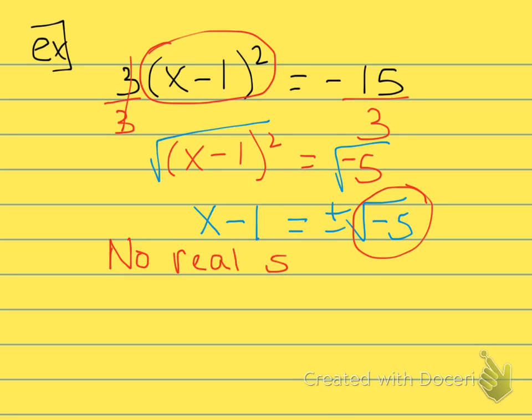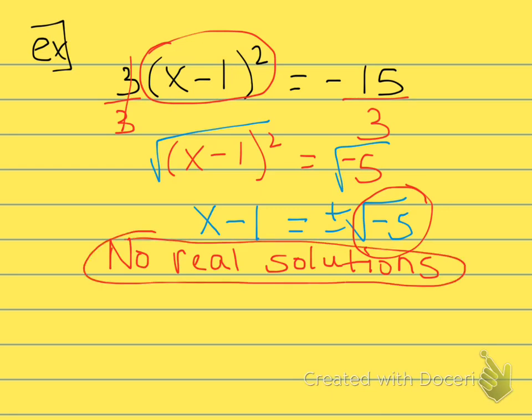Now we don't just say no solution, because it does have that imaginary solution that you'll learn about, but it has no real solutions. There's no real number because of the square root of negative 5. So once you notice that you're going to end up with the square root of a negative, you can see that it's just a no real solution.